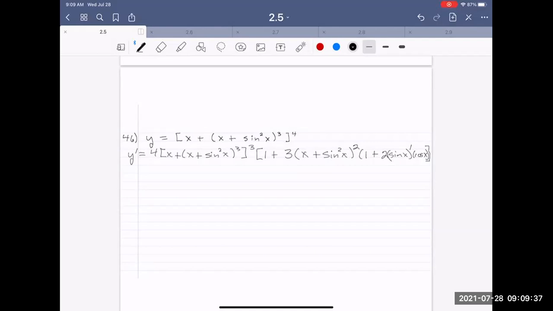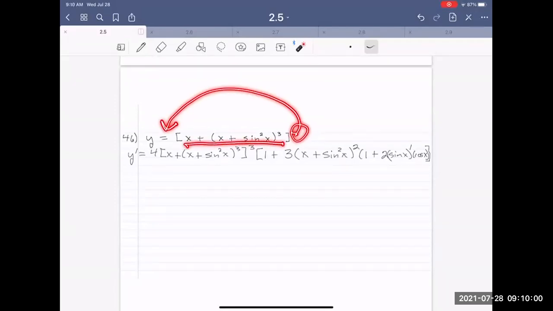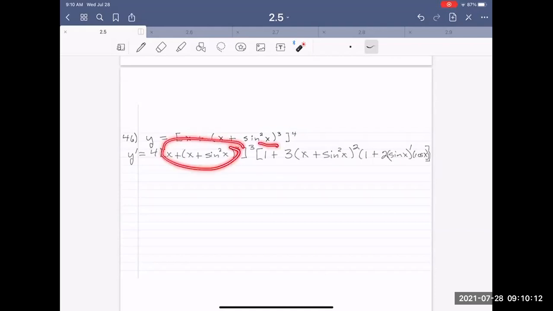Okay, so let me go over this again, because the problem is that there are some insides. So there's an inside here, there's an inside here, and there's an inside here. So let's take the derivative of this function. So I take the exponent, bring it out in front, rewrite what's inside. Times, now I have to take the derivative of what's inside. So this whole quantity here is the derivative of what's inside.